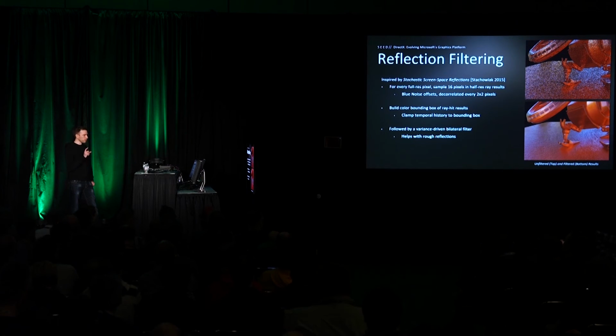And so this part provides the spatial part of the filter, which we couple with a temporal component similar to TAA. And at the end, we have a second stage, larger variance-driven bilateral filter that we use to clean up the remaining noise. It's especially useful for the rougher reflections. And so on the right, you see the raw, I guess, unfiltered output, and to the bottom, that's the filtered output.